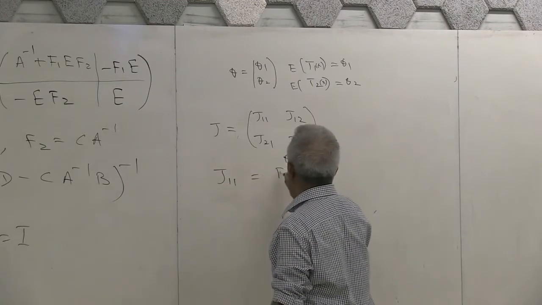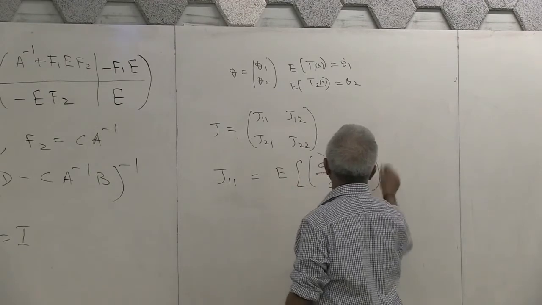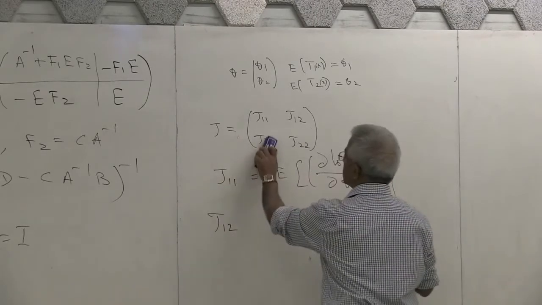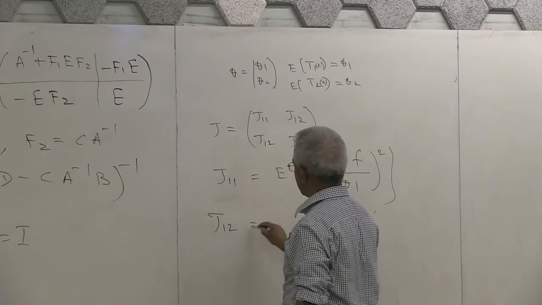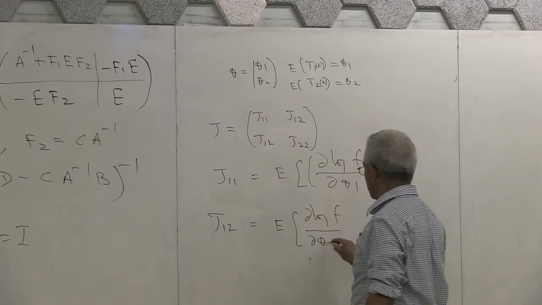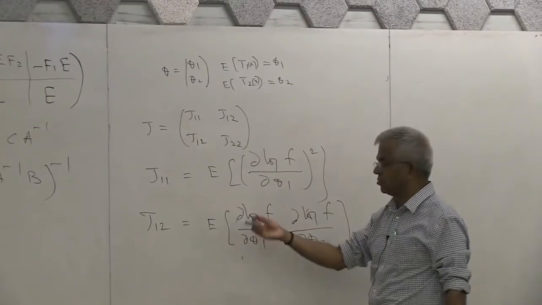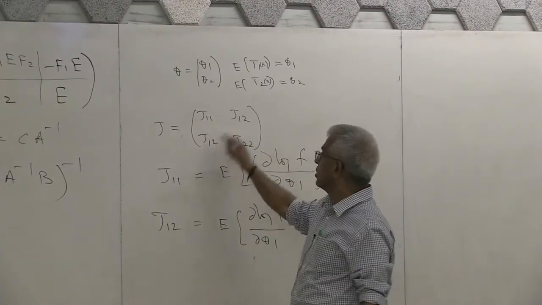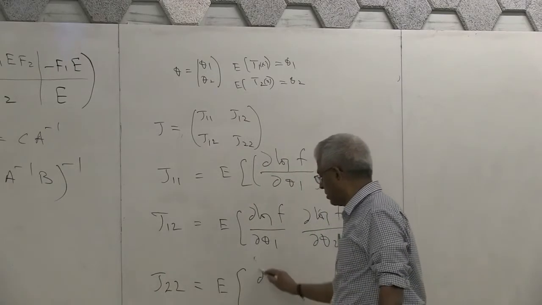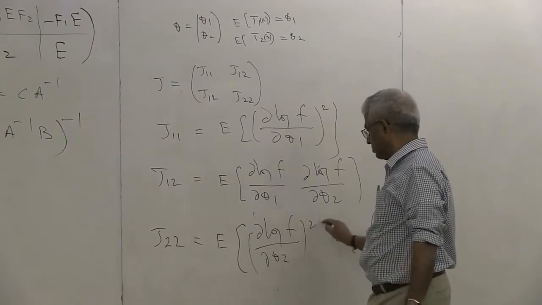Explicitly, J11 is the expected value of d log f over d theta 1, squared. J12 and J21 are the same, because this will be the expected value of d log f over d theta 1 times d log f over d theta 2. If you flip these two, you get J21, so they are the same. So I can write it like this. And J22 is the expected value of d log f over d theta 2, squared.